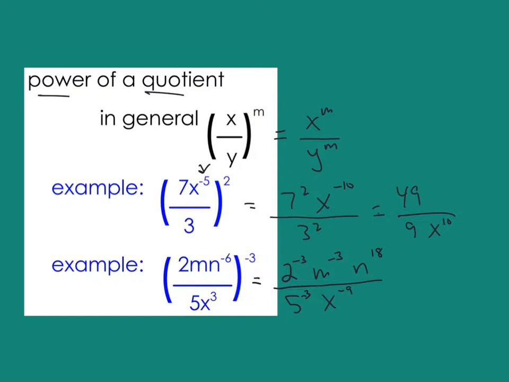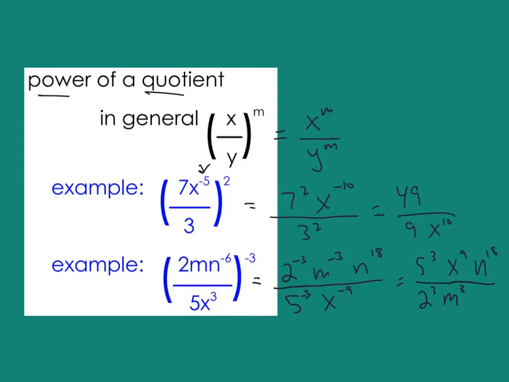Now we're going to clean some of this up. So 2 to the negative 3rd is going to come down to the bottom, 2 to the 3rd. 5 to the negative 3rd is going to go to the top, 5 to the positive 3rd. M to the negative 3rd is going to come down to the bottom, become positive. X to the negative 9th is going to go to the top to become positive. And n to the 18th stays up there.